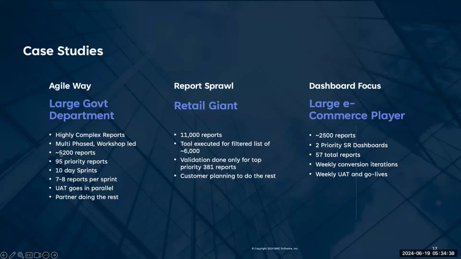They had more than 5,000 reports, but then when we did deep dive analysis with them, we found only 95 of those were really priority reports. Many of the reports did not require migration, and the others were also low priority. So the focus was only 95 reports.